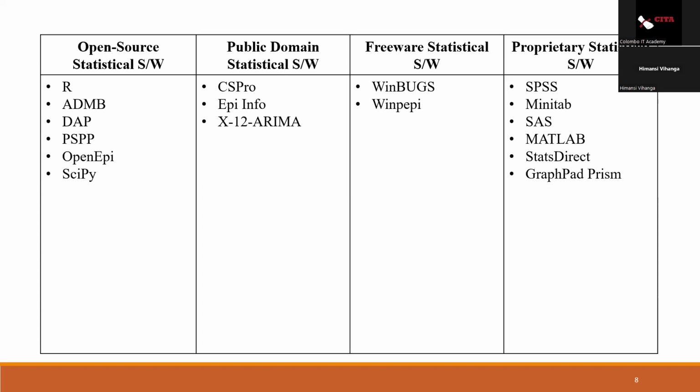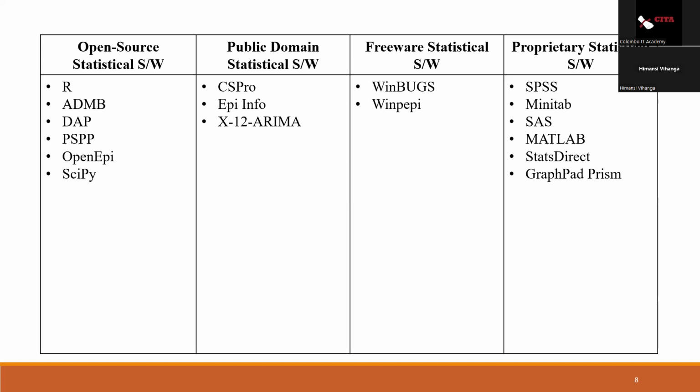Basically, you can download it without paying money. The final type is proprietary statistical softwares. For these statistical softwares, you have to pay a fee in order to use it. Main examples for proprietary ones are SPSS, Minitab, SAS, commonly named as SAS, MATLAB, StatsDirect, GraphPad, Prism.